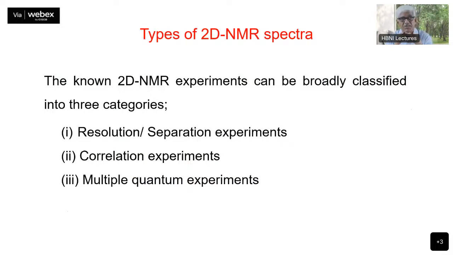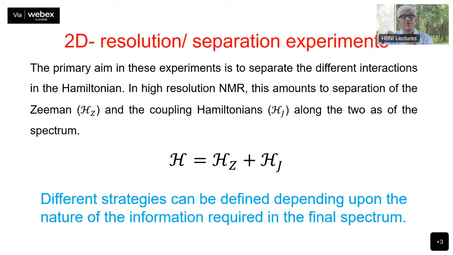But multiple quantum experiments mean that on one axis, you have the multiple quantum signals themselves. Multiple quantum is double quantum or zero quantum or triple quantum. You can have them along one of the frequency axes. But those are not used as much in general as the resolution and the correlation experiments. We will try to understand this from first principles as much as we can. Somewhere we will have to go a little more theoretical, and that is in the case of correlation experiments. Resolution experiments, we will try to understand in a simple manner now.